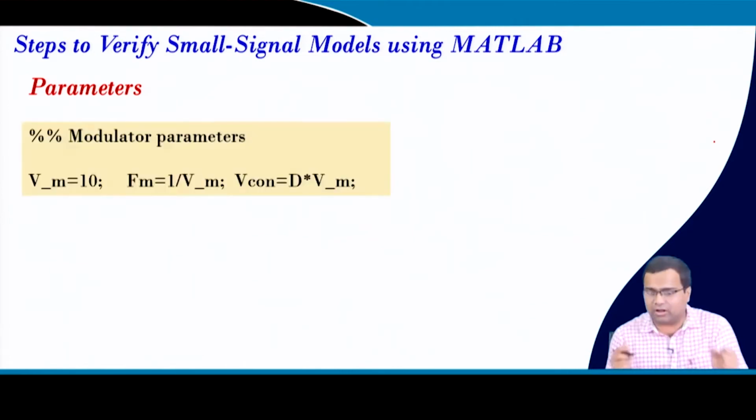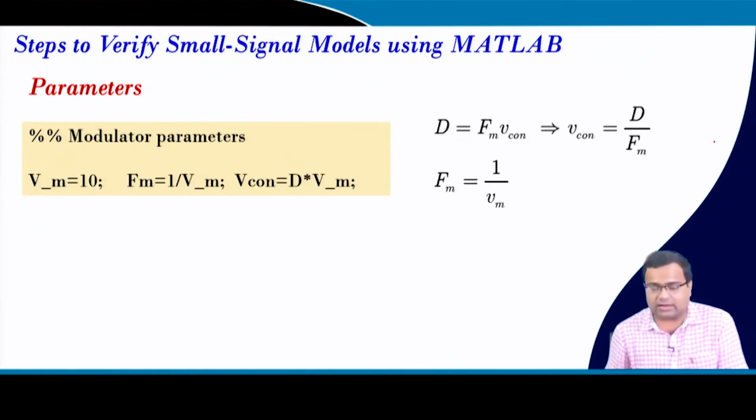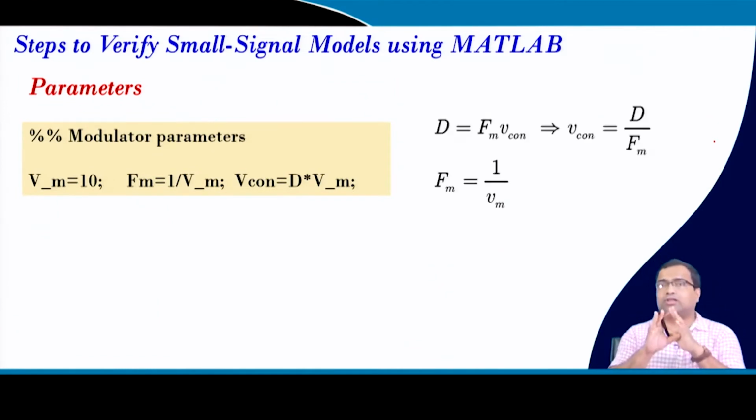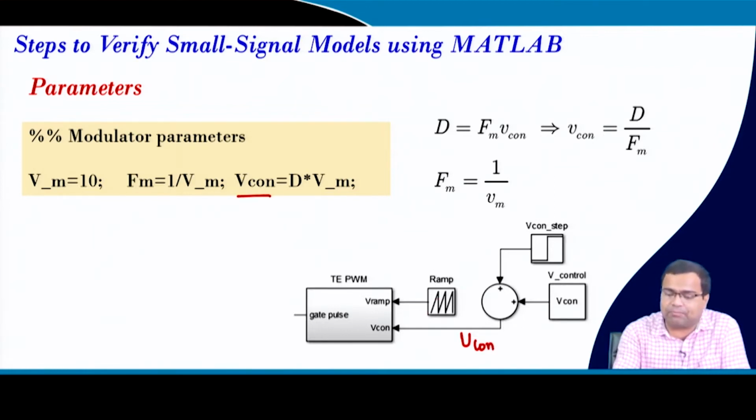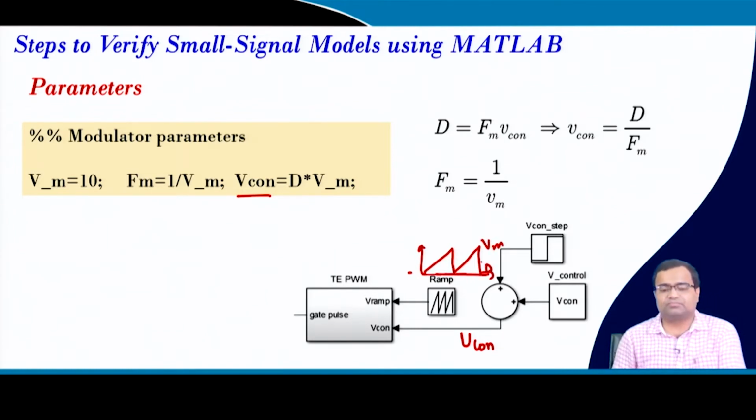Next, here what we want to show is the modulator. What is the modulator? Even though you are using open loop, in order to generate the duty ratio we are using a control voltage, which is compared with a sawtooth waveform. This is my control voltage, and it is compared with my sawtooth waveform, which has the value Vm and 0. Vm is set to 10 volt. In this case I set Vm equal to 10 volt.